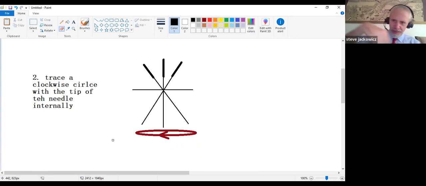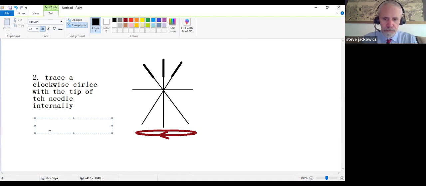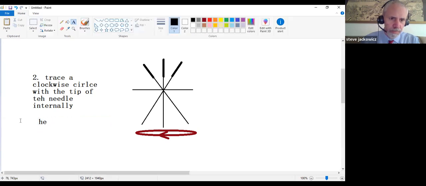Okay, turn to clockwise circle. Now, I can't even spell. I wrote "ta" over here, so we'll fix that too. Sorry about that. If I spelled correctly, that would be a little easier to follow. But that's how you can edit in Paint. There we go. Tip of the needle.